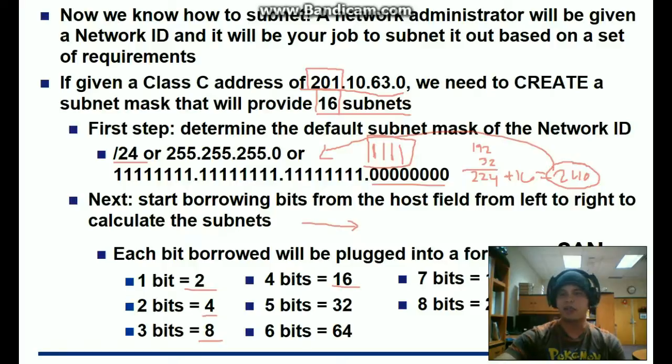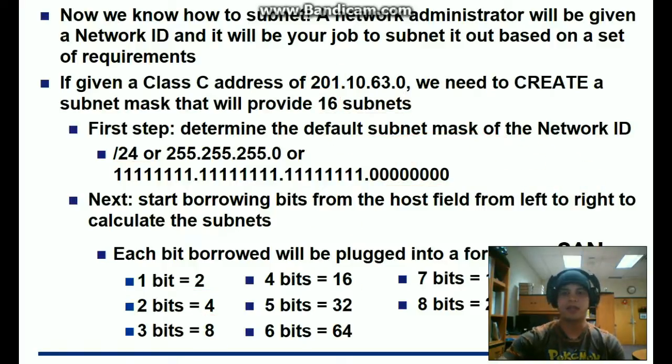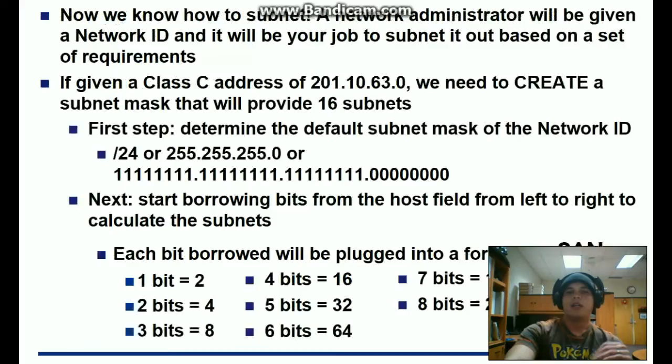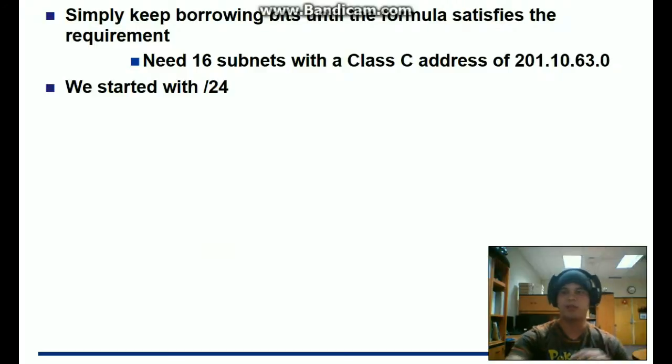I think I jumped ahead of myself because I actually have a slide that explains this, so I'll go along with you. So we borrow each bit and plug it into the formula until our requirement is satisfied. I'll take it step by step. So again, remember what our requirements are. We need 16 subnets, and we are given a class C. Let's start with a /24, and let's keep borrowing bits until the formula is satisfied.